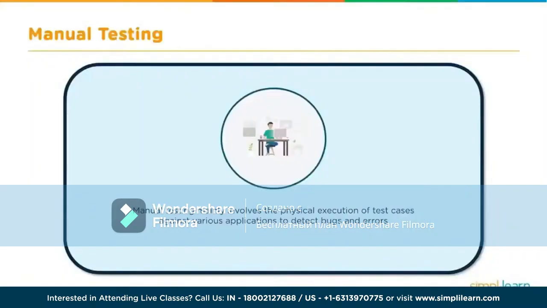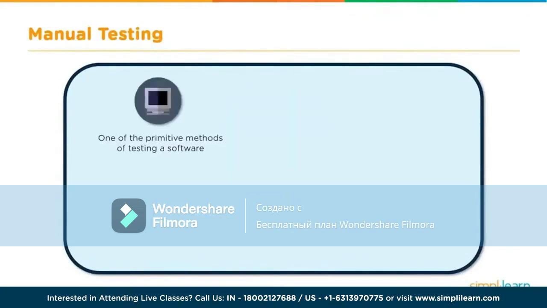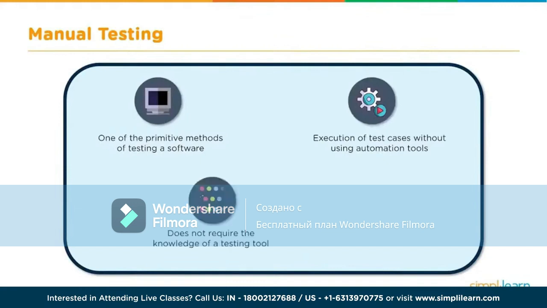Manual testing. A definition, if you can say, is that manual testing involves the physical execution of test cases against various applications. And to do what? To detect bugs and errors in your product. It is one of the primitive methods of testing software. This was the only method which we knew of earlier. It is execution of test cases without using any automation tools. It does not require knowledge of a testing tool, obviously, because everything is done manually. Also, you can practically test any application since you are doing manual testing.